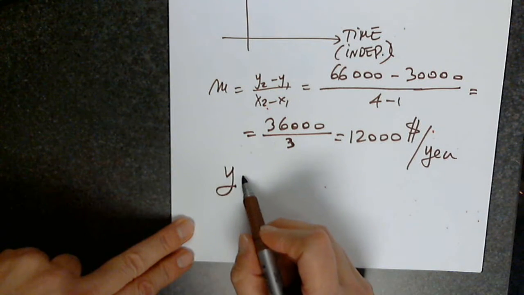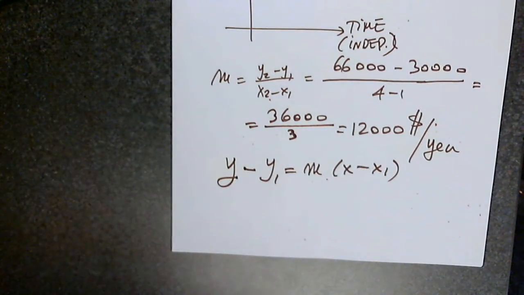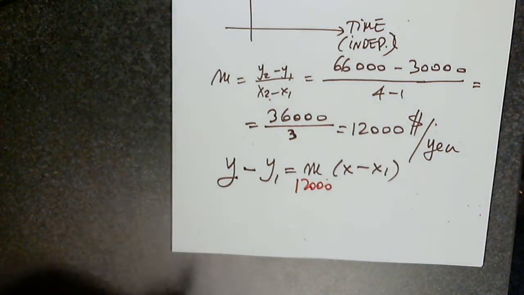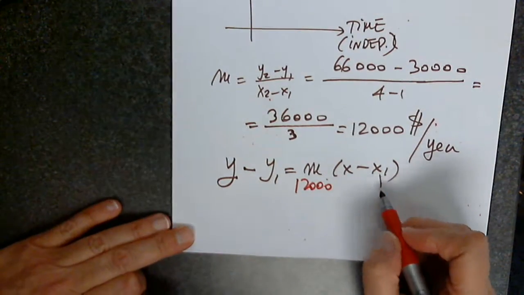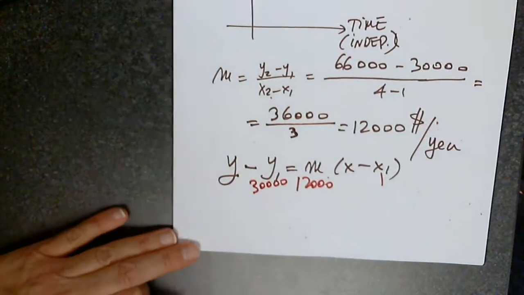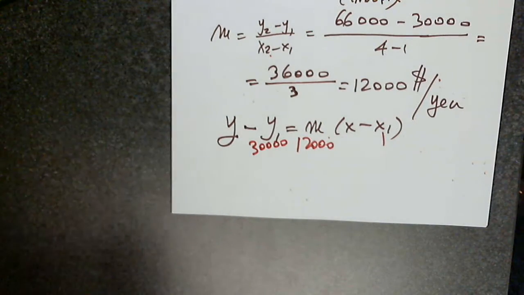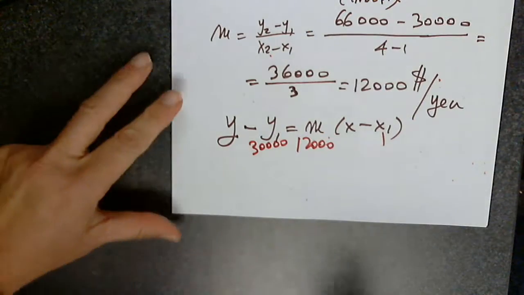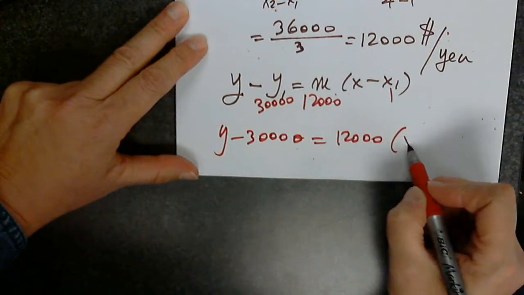You have the points left for it. Correct. Y minus y1 equals the slope times x minus x1. And I punch in the numbers. Careful. So this is 12,000. And which ordered pair would you prefer? 1, 30,000. Okay, 1, 30,000. Now please dictate. Y minus 30,000 equals 12,000 times x minus 1.